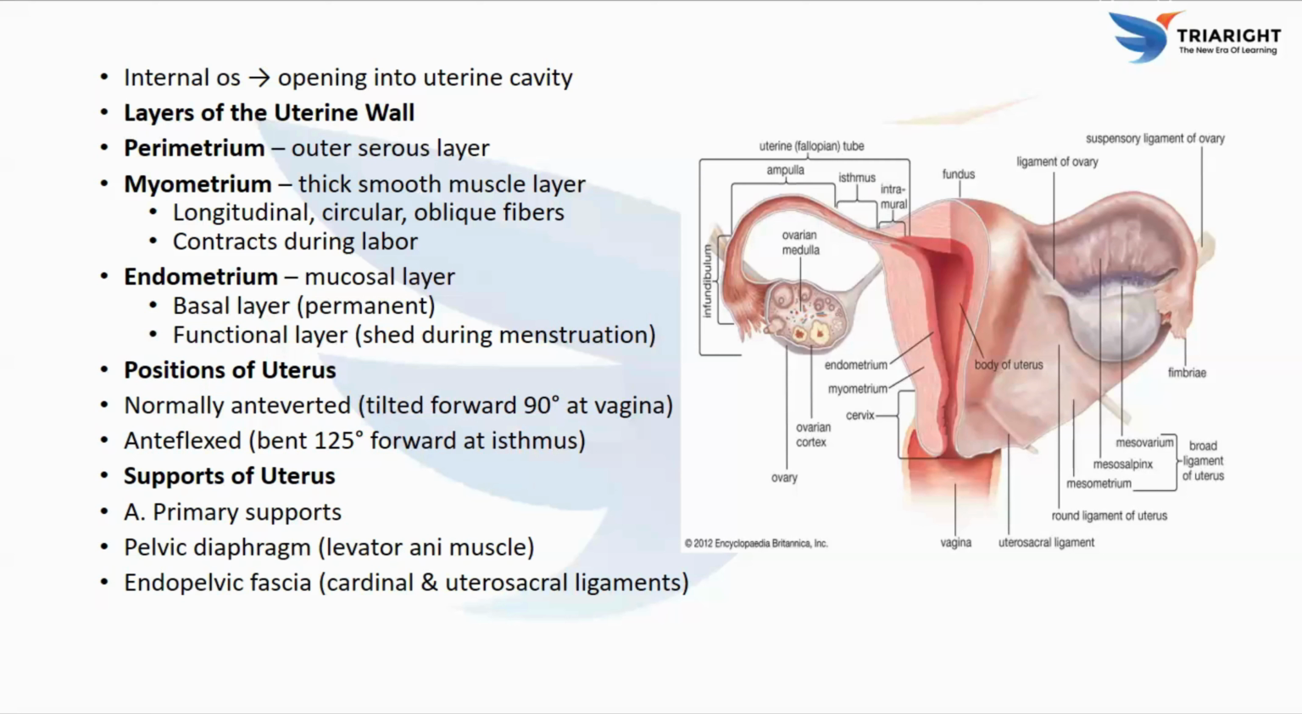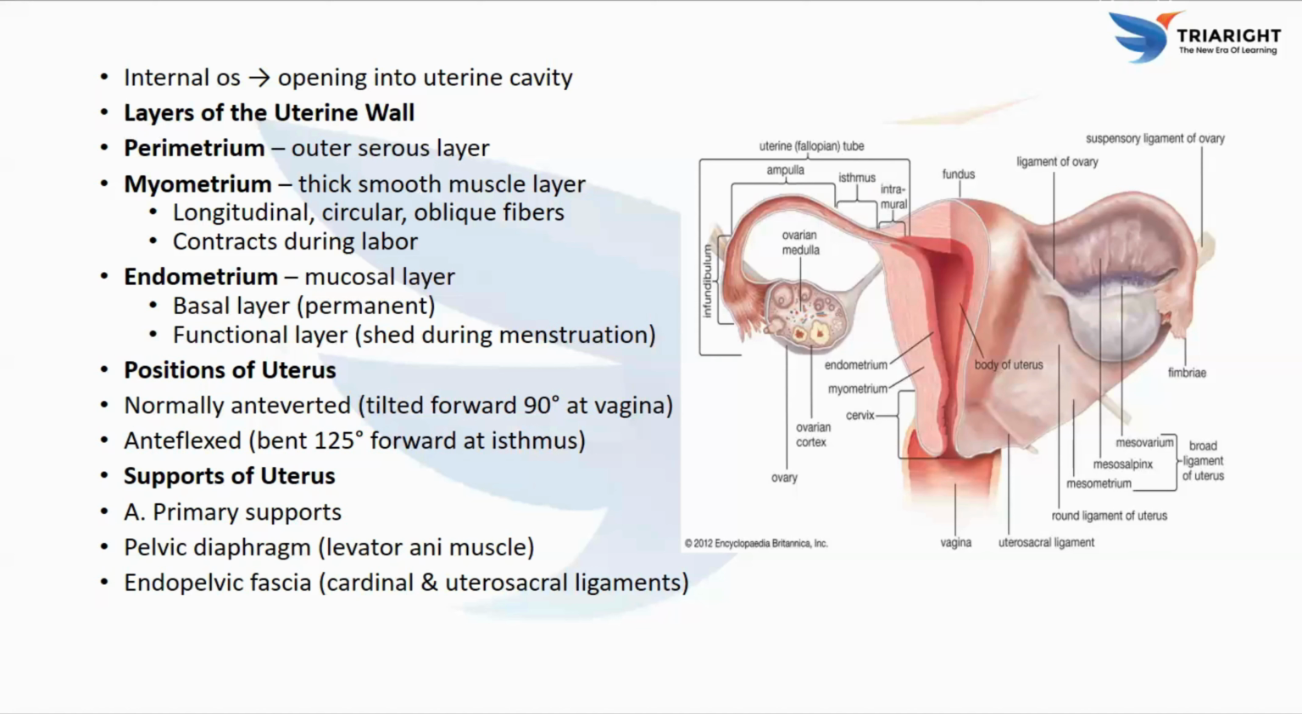So what are the functions of the myometrium? It contracts during labor to push the baby out. It contracts during menstruation to help the shedding of the lining. This is why women feel period cramps, the muscles contracting. Because of the muscle contraction, women feel period cramps.